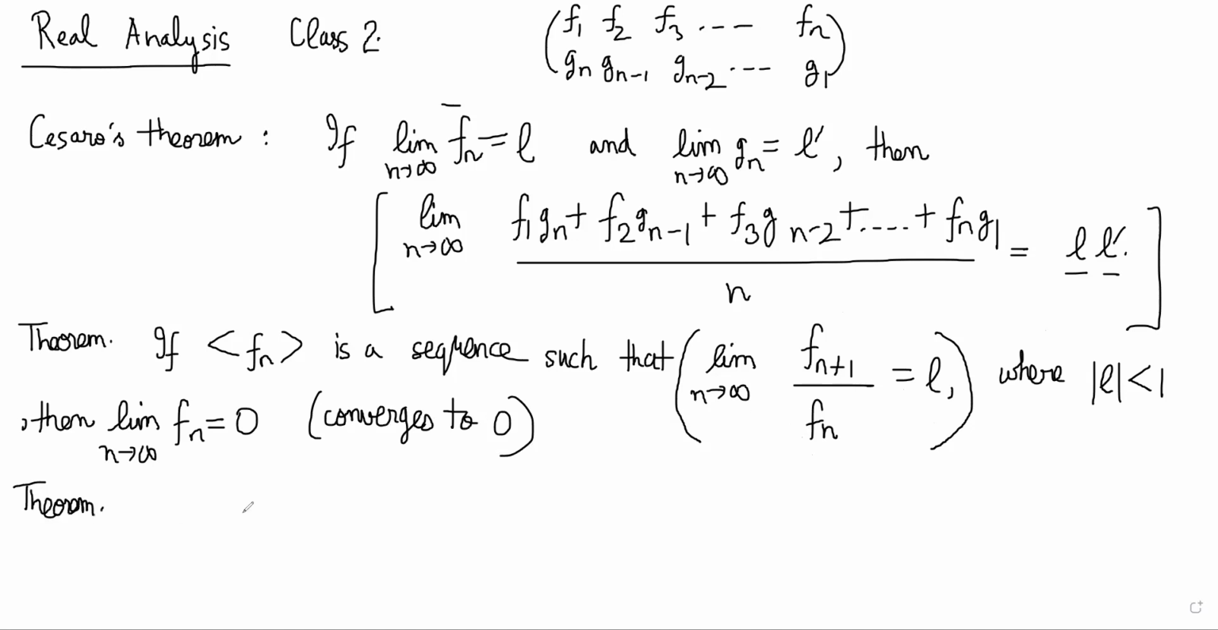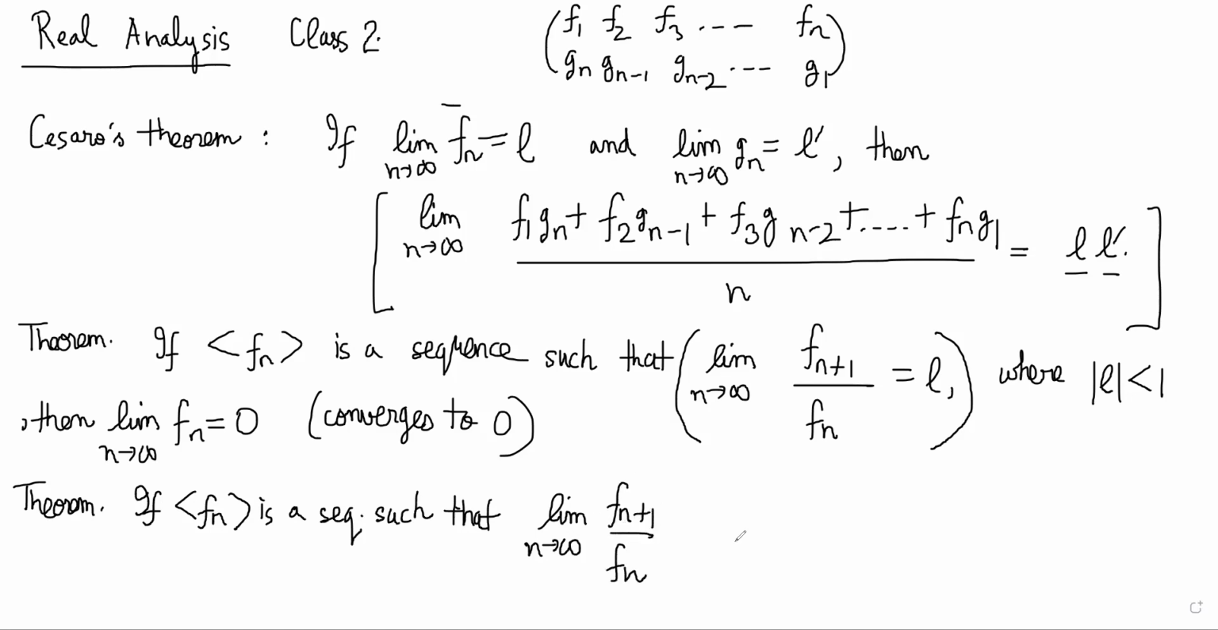The next one that we look at is again a similar theorem. If Fn is a sequence such that the limit as n tends to infinity of Fn plus 1 by Fn is equal to L, but this time greater than 1, then the limit as n tends to infinity of Fn will diverge to infinity. It will diverge.